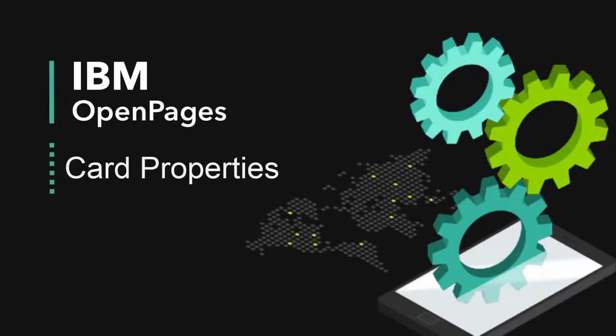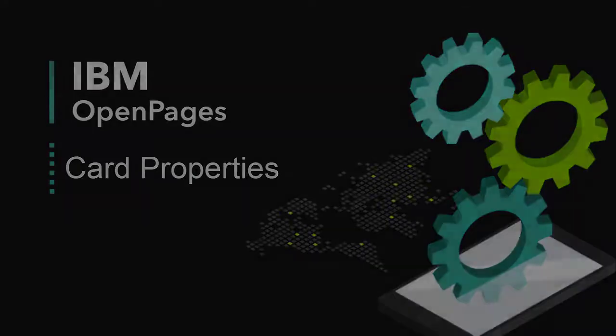Welcome. In this video, we will take a closer look at card properties. We will discuss individual card properties, going card by card, dynamic fields, in which certain fields only appear based on the value of another field, and finally, disabled fields, that is, when are fields not able to be edited.